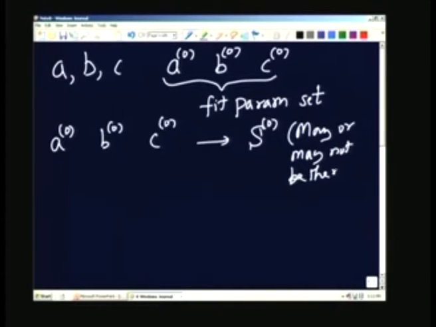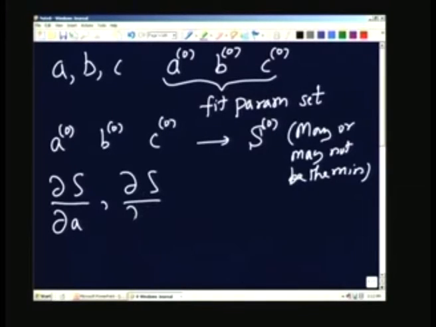How do we verify whether it is or it is not a minimum? All I have to do is to find out the partial derivatives and compare with 0. If each one of them is 0, then of course, we can say that S has become a minimum and therefore, this is the minimum value. So, we have to evaluate the partial derivative with respect to A, B and C at these assumed values.